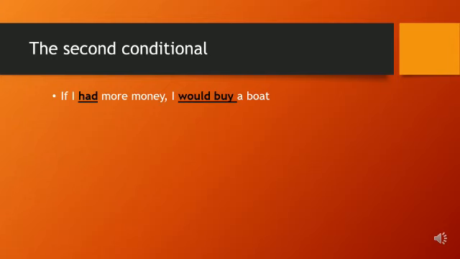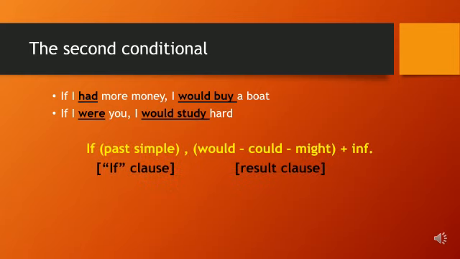Also, we use the second conditional to give advice. For example, if I were you, I would study hard. It means that you should study hard. Now let's go to the rule. From these two examples, we deduce the rule. In the if clause, we use the past simple. And in the result clause, we use would or could or might plus the infinitive of the verb.